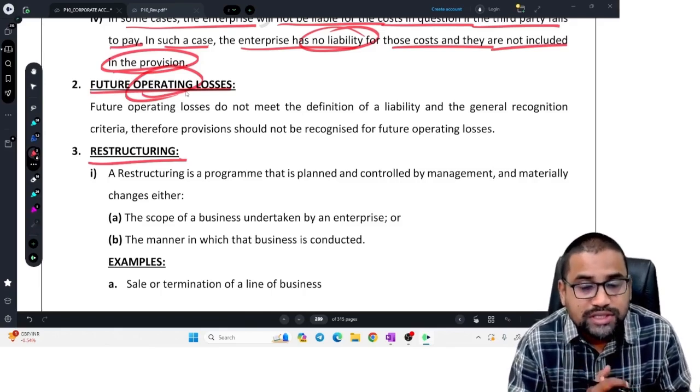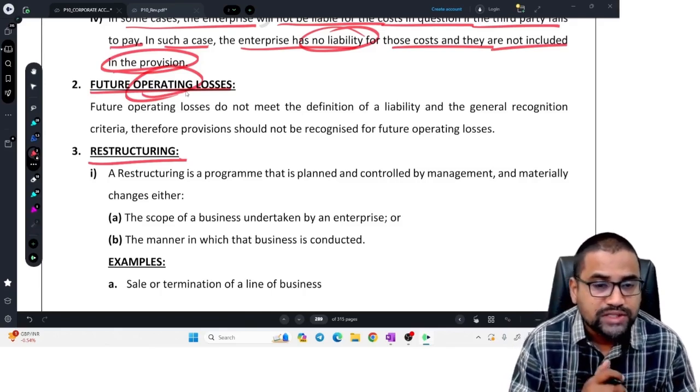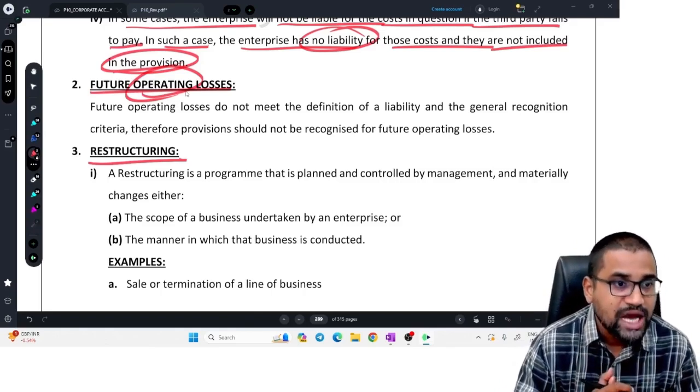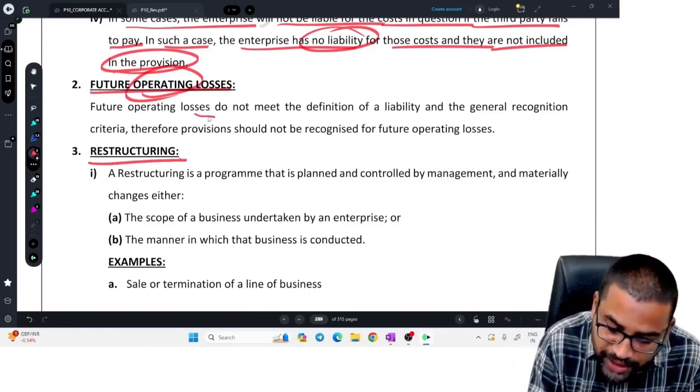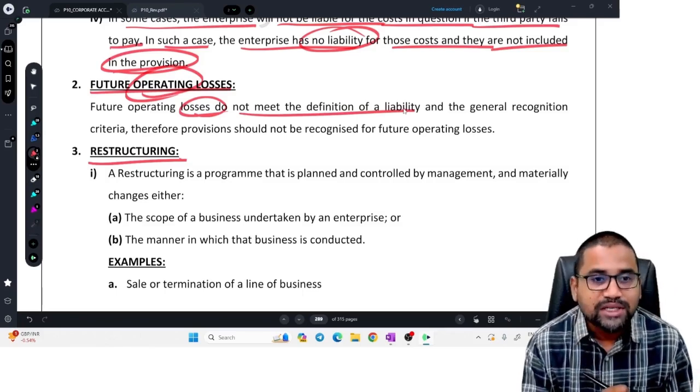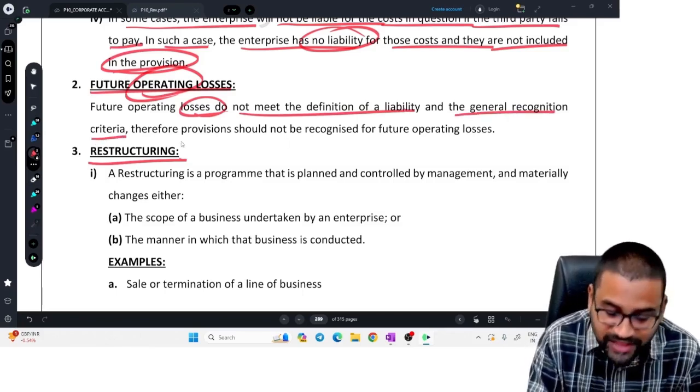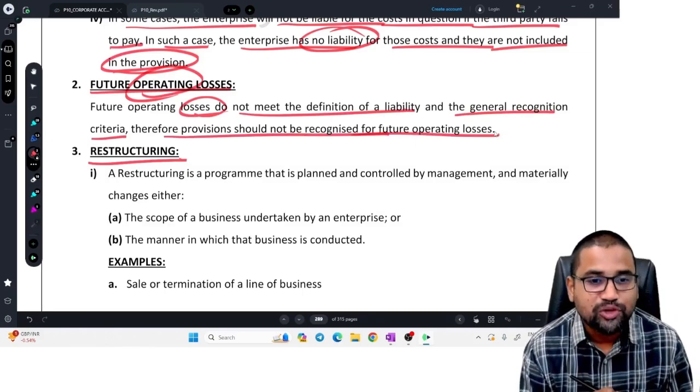There will be huge losses. So can I create a provision for those losses, future operating losses? The answer is no, because future operating losses do not meet the definition of liability and the general recognition criteria. Therefore, provision should not be recognized for future operating losses.